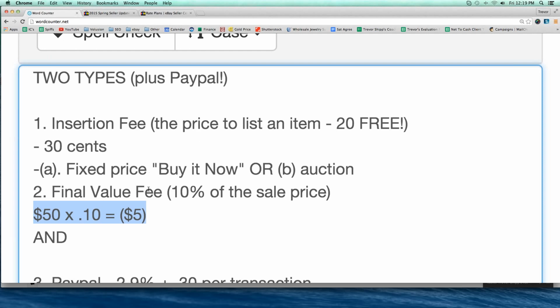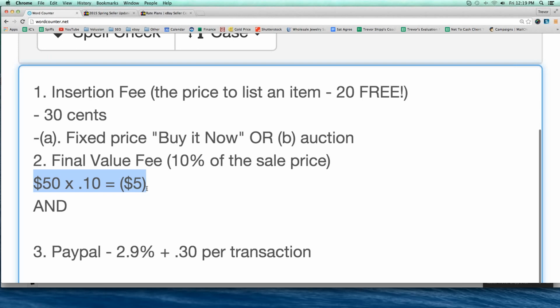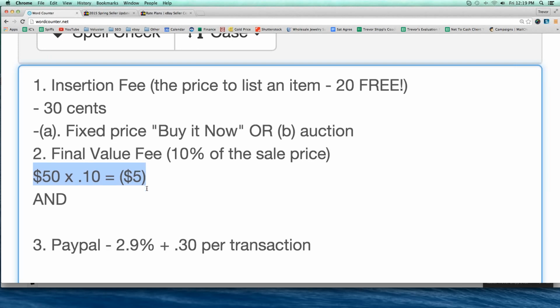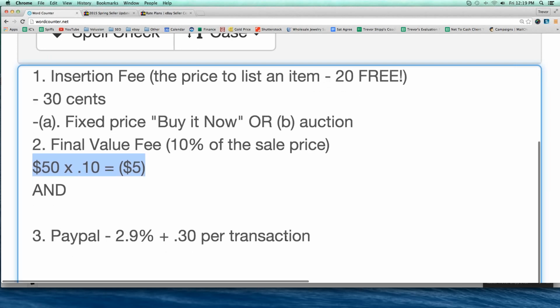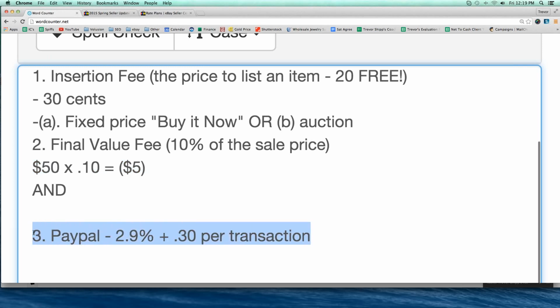You've got that priced into the price of your product, and we'll do an example of that here in just a second. So there you go, final value fee. Now, I said there were three. There's 2 eBay fees and there's 1 PayPal fee. When you sell something on eBay, it's transacted typically through PayPal. And PayPal takes 2.9% of the transaction.